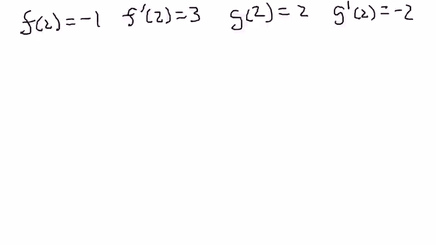So what I'm giving you here is I'm telling you that you have two functions, f and g. F of 2 is negative 1. F prime at 2 is positive 3. G of 2 is 2. And G prime of 2 is negative 2.